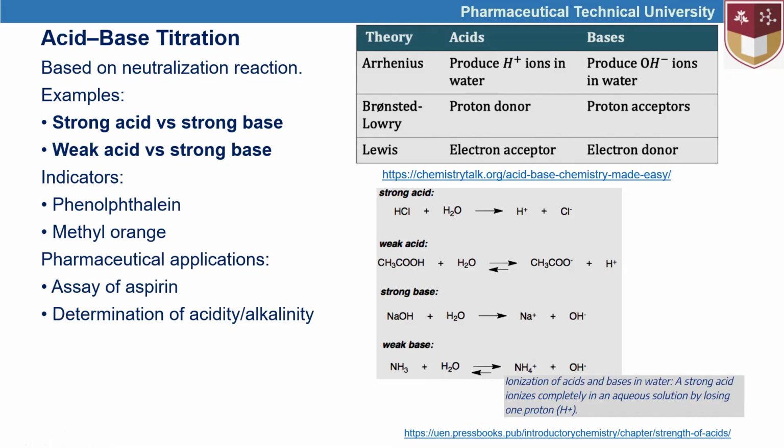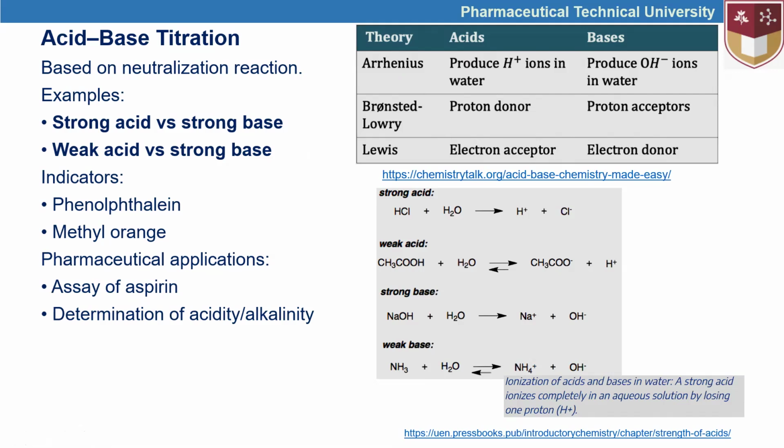In pharmaceutical applications, we can use acid-base titration for the quantification of aspirin, for example. It can also be used for determination of acidity and alkalinity. And in order to understand the essence of acid-base titration, we need to understand the definitions of acids and bases.